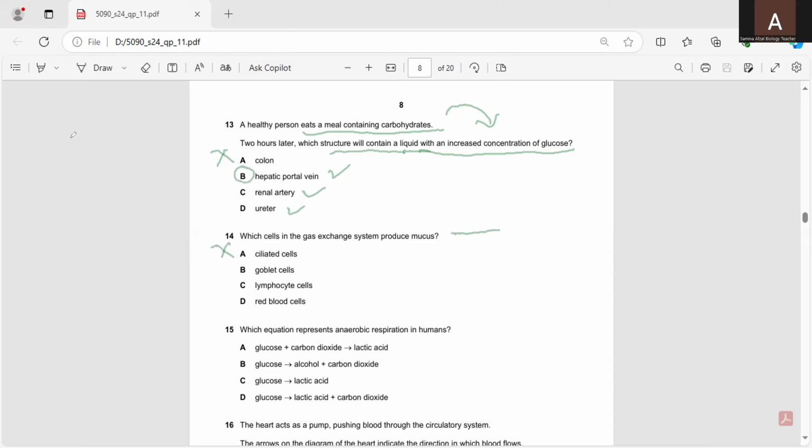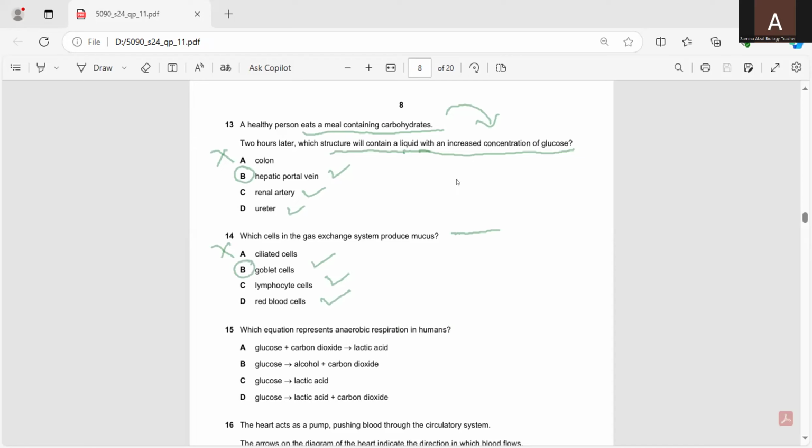Goblet cells? Yes. Lymphocyte cells? No, they are the white blood cells. So the red blood cells have different functions. Only the goblet cells are there in the gas exchange system, which produce the mucin. Mucin and mucus are produced from the goblet cells. In this way, they are used to capture the dust particles and microorganisms from the respiratory tract.